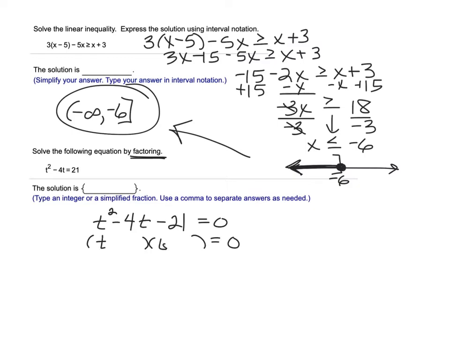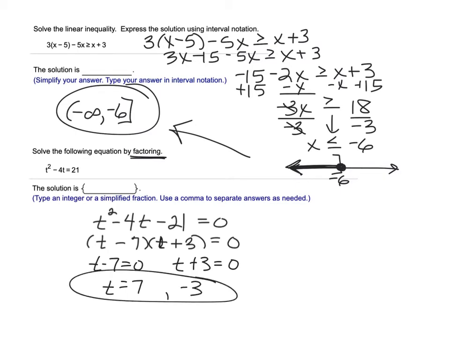So we have t and t. We know that 21 is 7 times 3. It actually does factor. All right. So once we have it factored, we can just set each factor equal to 0 and solve. We get t equals 7 and -3. 2 possible answers.